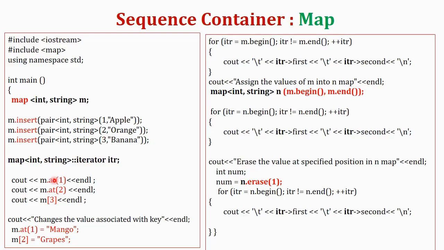So here we already created the object, right? What is the position? The third position value, banana. So what is the result here? Apple, orange, and banana.